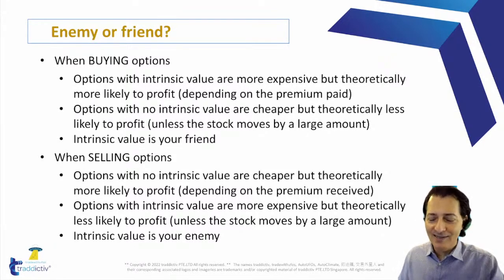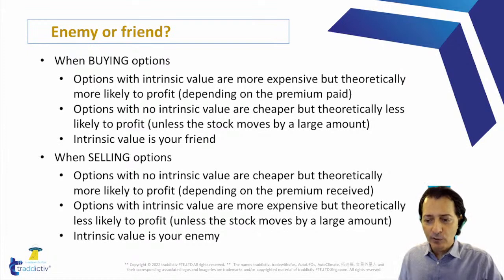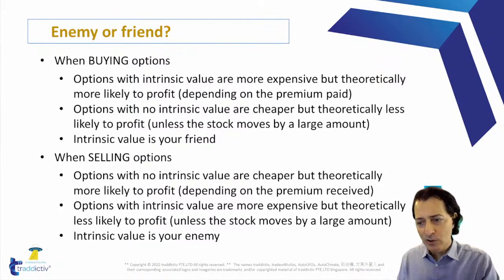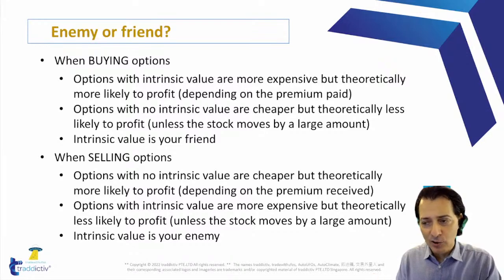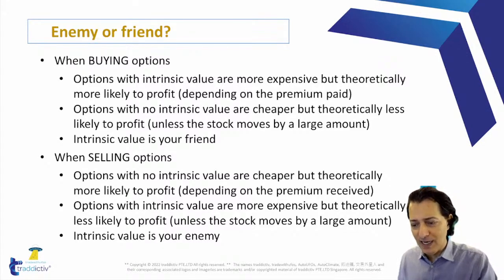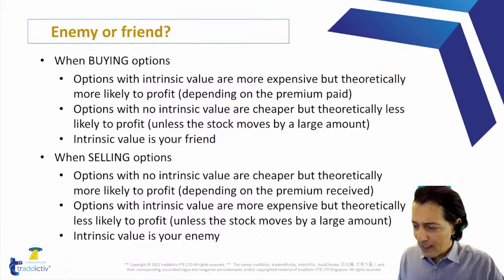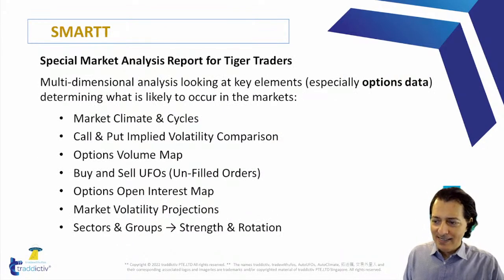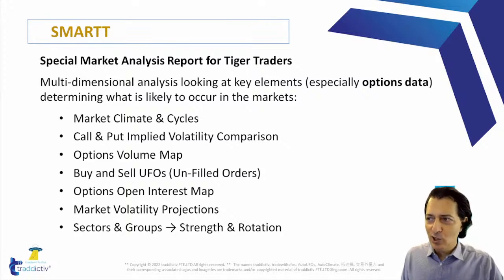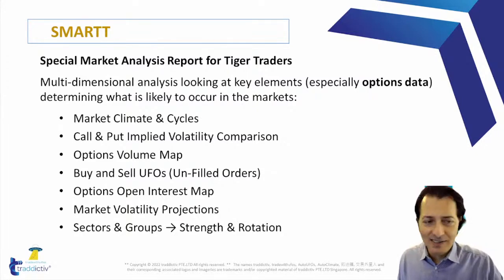And again, options are a beautiful thing to trade because of these reasons and more. But in a purist form, if you were to trade one contract at a time, in the case of buying options, intrinsic value is your friend. In the case of selling options, intrinsic value is your enemy. Hopefully, all of this makes sense, because now we are about to jump into the market analysis. Let me know if you have any question.